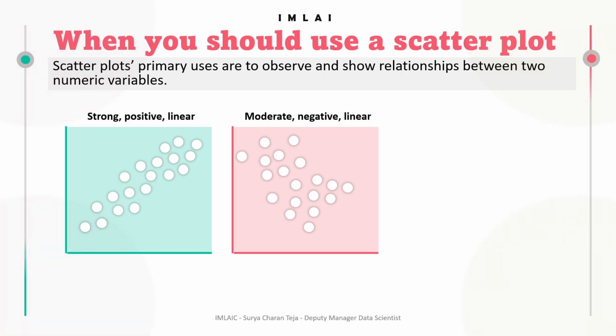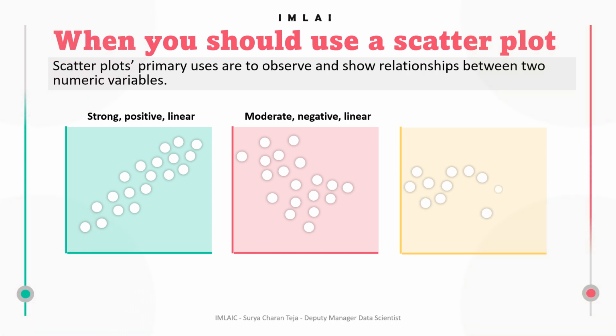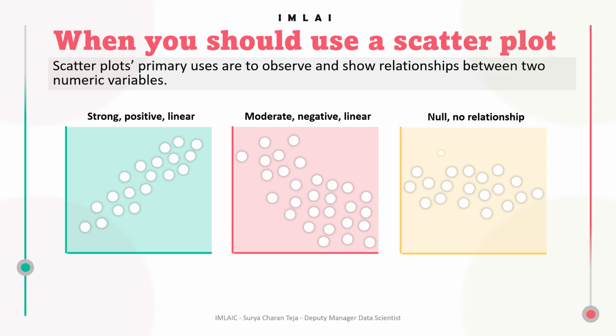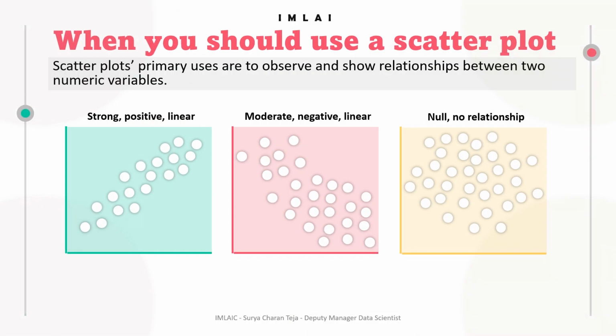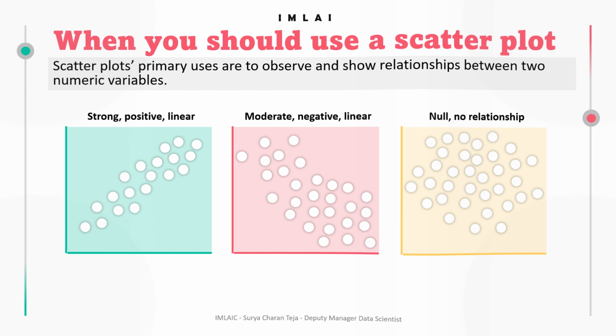Then the next one, we have the third type of relationship, where the data points are scattered around. There is no specific relation to focus on, and here you can see they're randomly scattered around. So that's the reason we call it a null, no relationship. Let me show you one more time: you see that they are scattered around, there is no particular relationship.